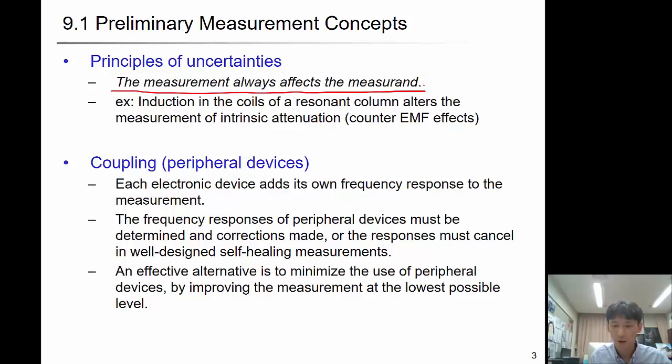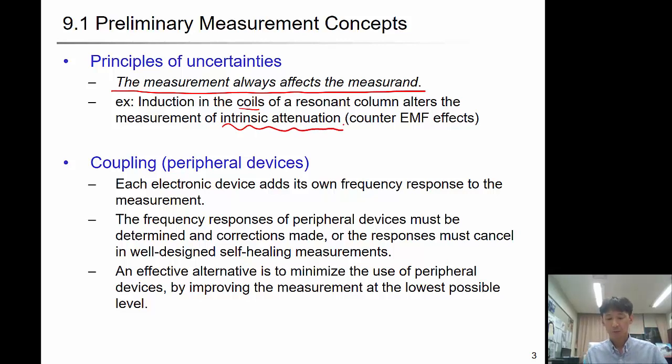So that means that in the process that you want to monitor or to measure, as soon as you participate in the measurement, like installing the sensors, your sensors or some excitation produced by the sensors will affect the result of the measurement. For example, sometimes the system of your testing device can also affect the property of the soil. Induction in coils of the resonant column alters the measurement of the intrinsic attenuation.